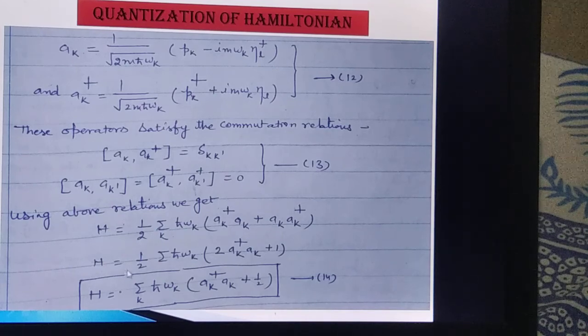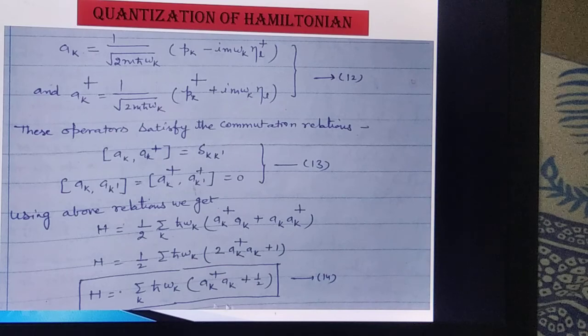The whole term will be H equal to 1 by 2 summation h cross omega k (2 ak dagger ak plus 1). And after solving, this is the Hamiltonian for the coupled oscillator: H equal to summation k h cross omega k (ak dagger ak plus half). So this is the quantization of the Hamiltonian for the coupled oscillator.